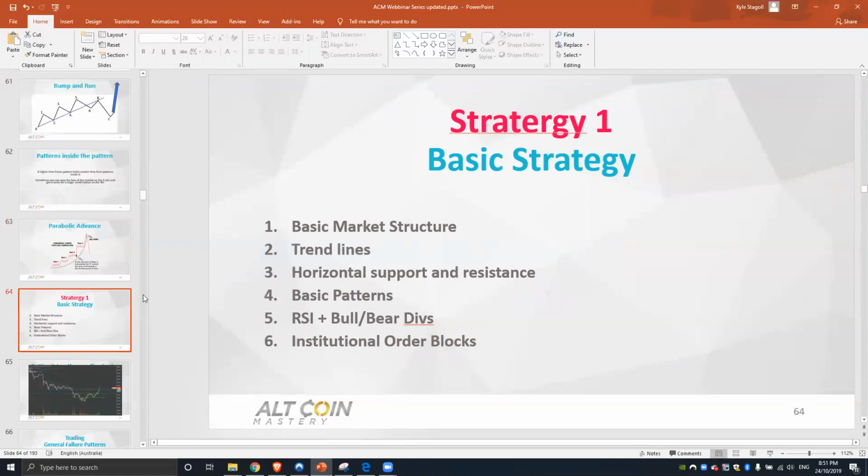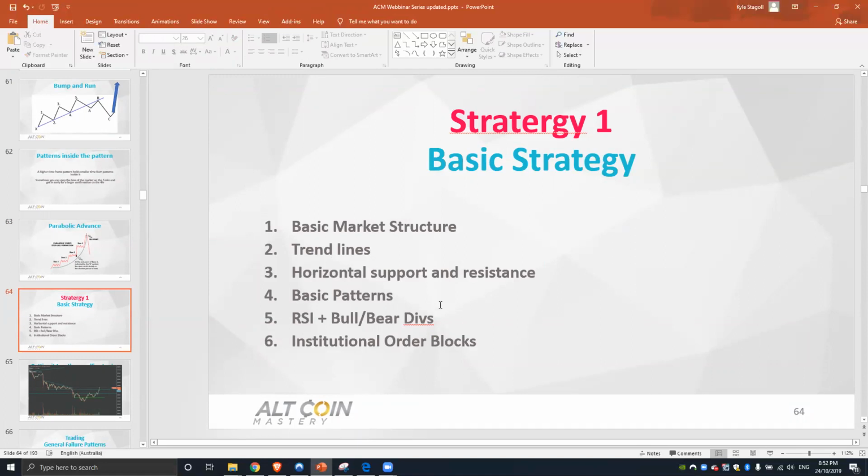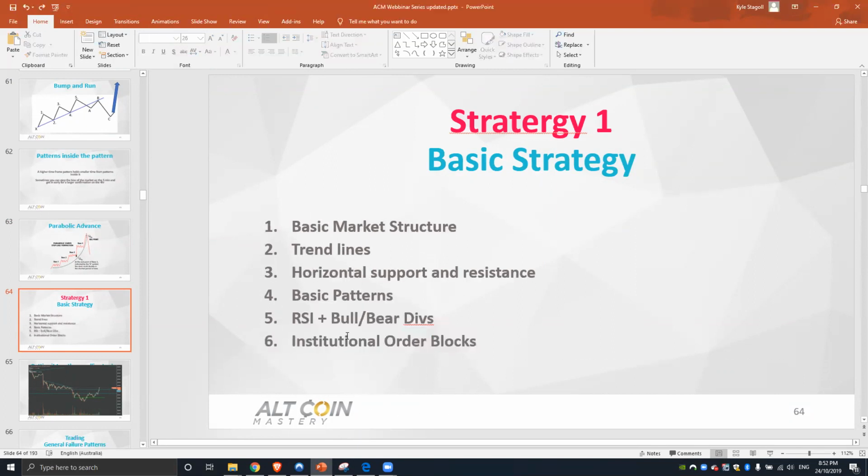All right, so we'll flick through this because we'll come back to finish off the basic strategy over the next couple of sessions, through next week. But basically, we've gone through basic market structure, we've gone through trend lines, we've gone through horizontal support and resistance, we've gone through basic patterns. We're going to take you guys through RSI, bullish and bearish divergences. We've touched on it a little bit just before, and then obviously we've also just talked about institutional order blocks as well, right, which we just showed you just before. So we're almost taking you through the whole of our first strategy, which is the basic strategy.